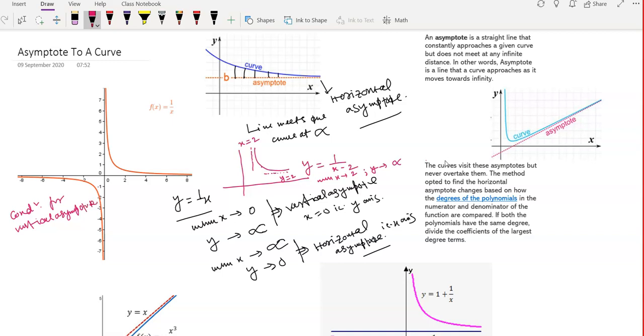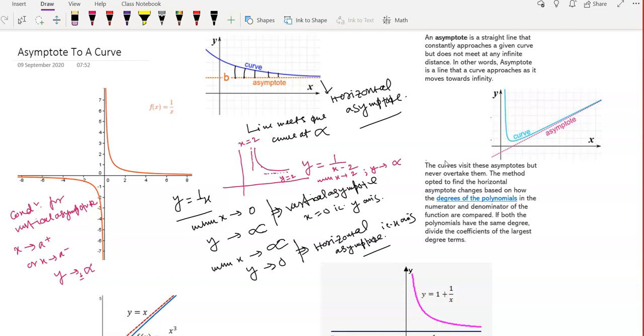Condition for vertical asymptote: when x tends to a, y tends to plus infinity or minus infinity. Both are possible. It may be tending to plus infinity or minus infinity. In both cases, it will have a vertical asymptote.